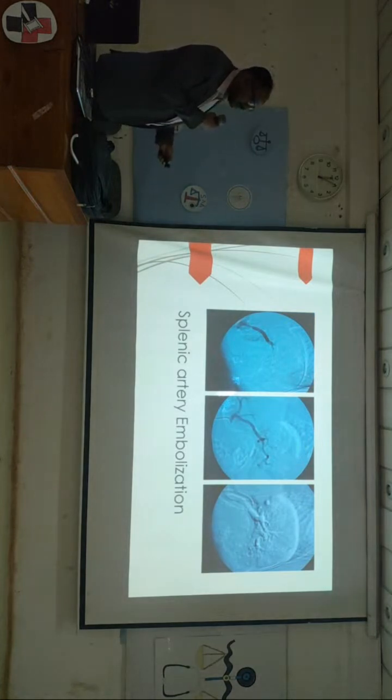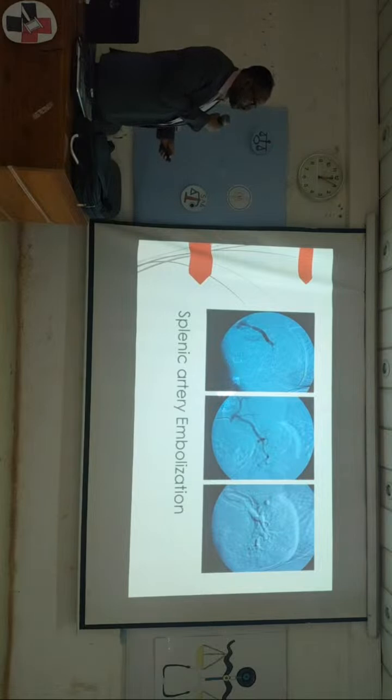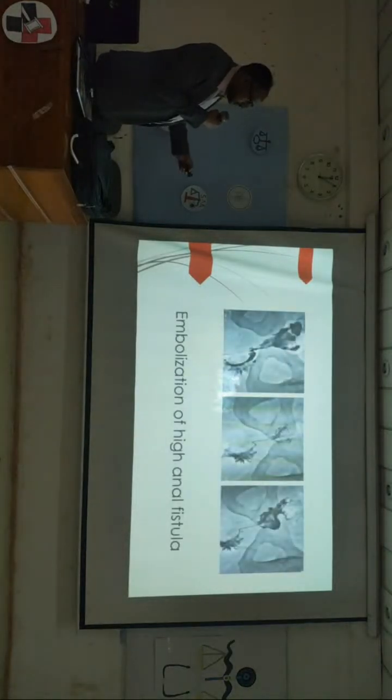Another use of embolization is splenic artery embolization in patients with hypersplenism or in traumatic splenic injury. And actually, if there is an arteriovenous malformation, aneurysm, or something like that, you can go by catheter directly to the splenic artery and embolize the vascular bed of the spleen, and you glue the spleen in different areas. This is one of the embolizations. We can also go through the anal fistula and embolize the anal fistula.